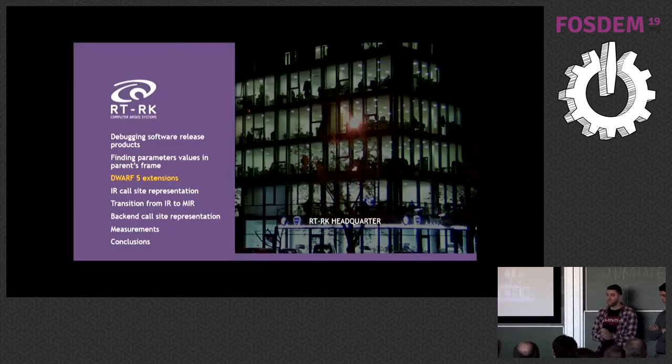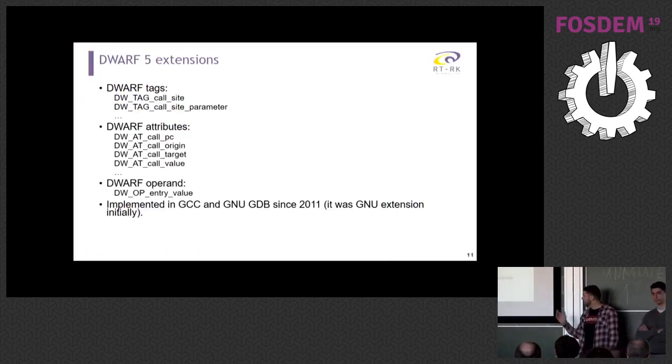There are several DWARF symbols introduced in order to support the feature. Does everyone know DWARF? For those who are not familiar, DWARF is a standard for describing debug information on Unix-like operating systems. Compilers generate it, and debuggers consume it. It was initially introduced by Jakub Jelinek, and implemented in GCC and GDB since 2011. Basically, two tags represent call site and call site parameters, and several attributes describe them. There is also a DWARF operand that can be used within a DWARF expression for describing the actual value for parameters.